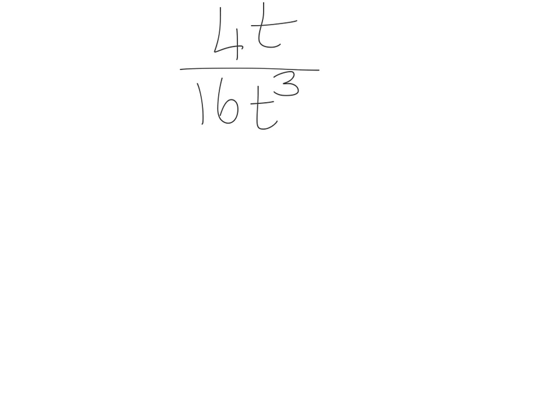So we have 4t over 16t cubed. Okay, so now we're introducing numerical terms as well as algebraic terms. So 4 over 16 will simplify down to 1/4. And then t over t cubed would simplify down to 1 over t squared. So this becomes 1 over 4t squared.